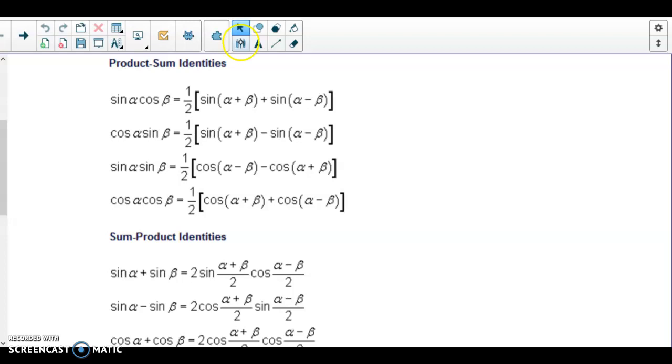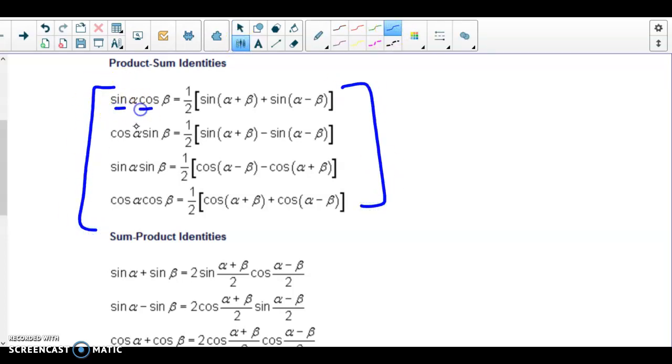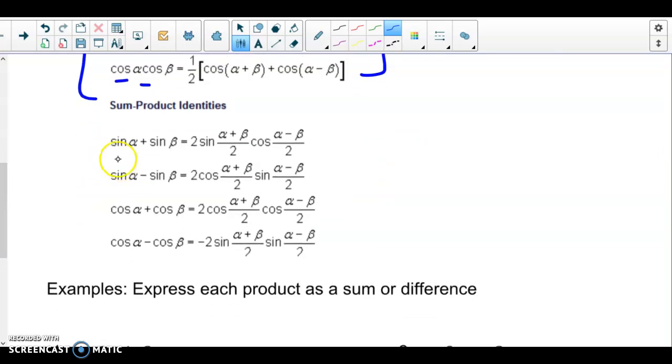You'll see the product to sum formulas are listed here at the top. You're taking two trig functions that are being multiplied and you are expanding them out into a sum or subtraction. But notice that some of them are additions and some of them are subtractions, but they all have a half in the front. And all of these have been derived in some form or fashion. The second set of formulas there, you can see that it's two trig functions being added or subtracted turned into a product. I'm not sure what happened to the note sheet there, but those are twos at the bottom there.